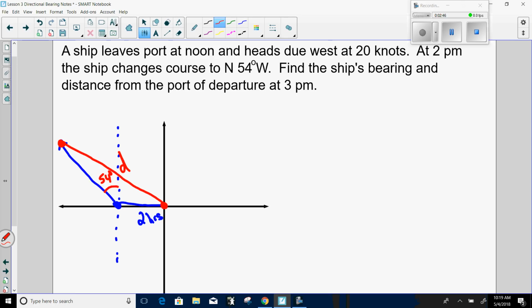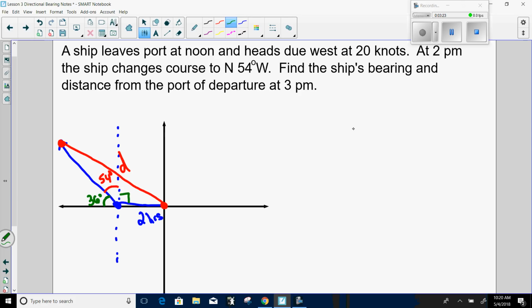So we've got to figure out some information. We start piecing this together. We know that this right here is 54 degrees. We can figure out this angle right here, because this is a north line and this is an east-west line. So this is 54, and this would be 36, because it has to be 90. This over here would be a 90-degree angle. So we know that the big angle here would be 90 plus 54, which would be 144.